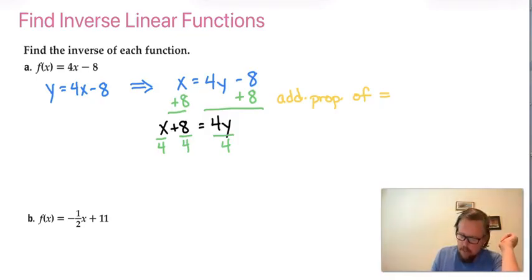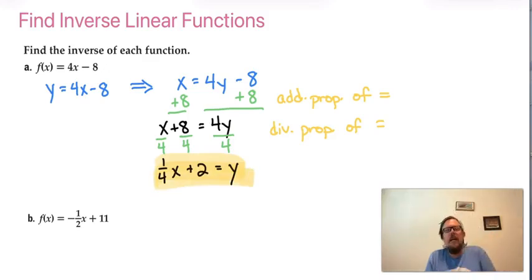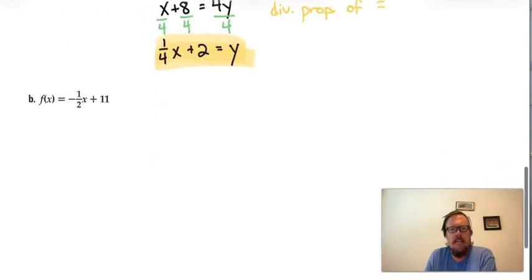X divided by 4 is going to be, well, let's write our property first. Division property of equality. X divided by 4 is 1/4 x. 8 divided by 4 is 2. And 4y divided by 4 is y. So there it is. There's our inverse function. Okay, let's go ahead and do it with this next one.